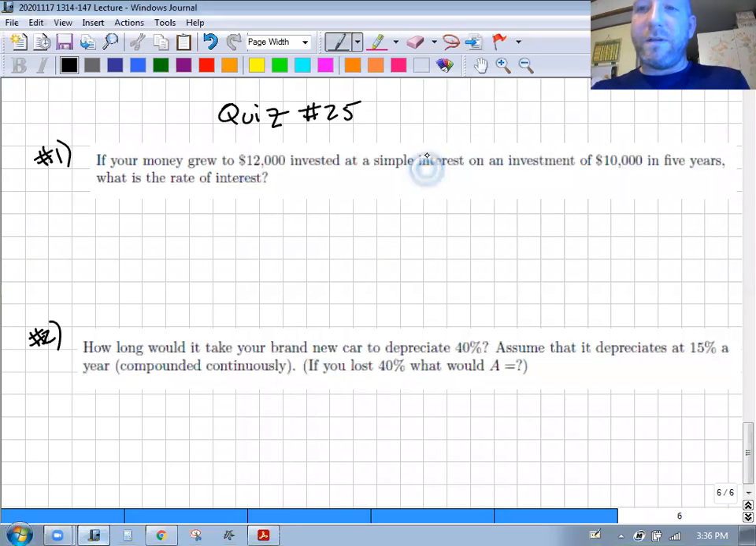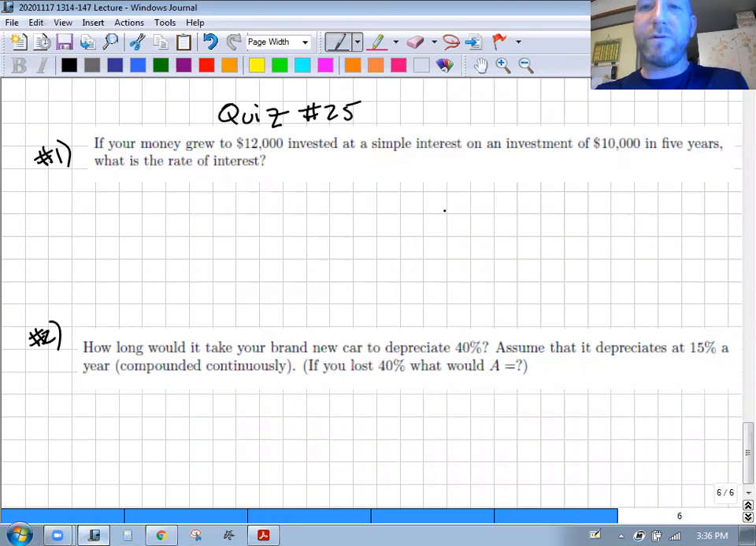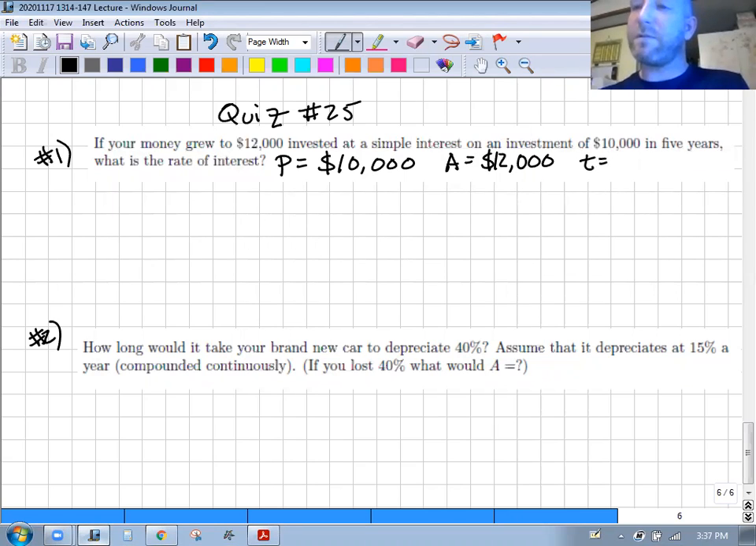All right, number 1. If your money grew to $12,000 when it was invested at a simple interest on an investment of $10,000 in 5 years, what is the rate of interest? So what they're telling us here is the principal is 10,000, right? And the amount you ended up with was 12,000 after 5 years. What is the interest rate?